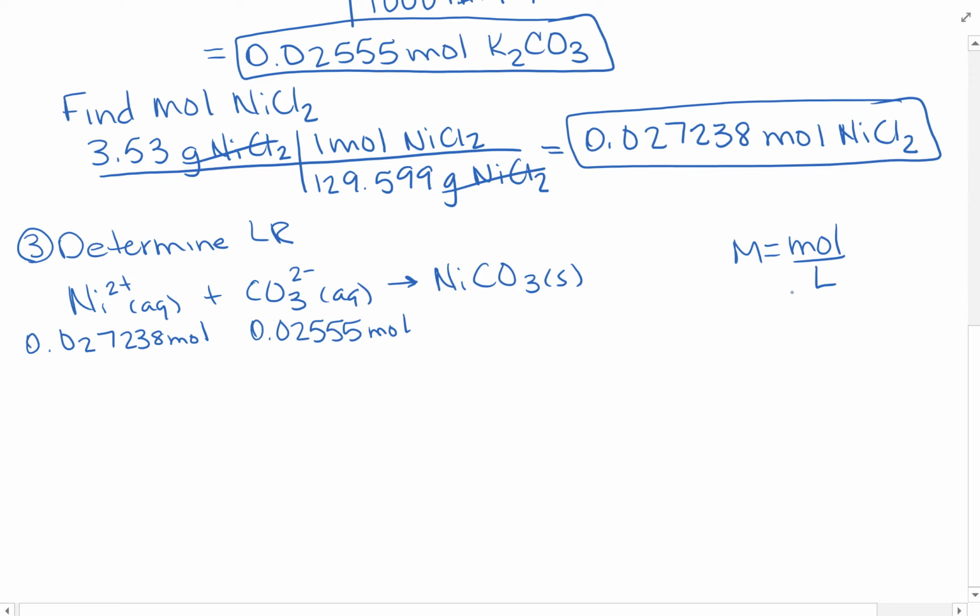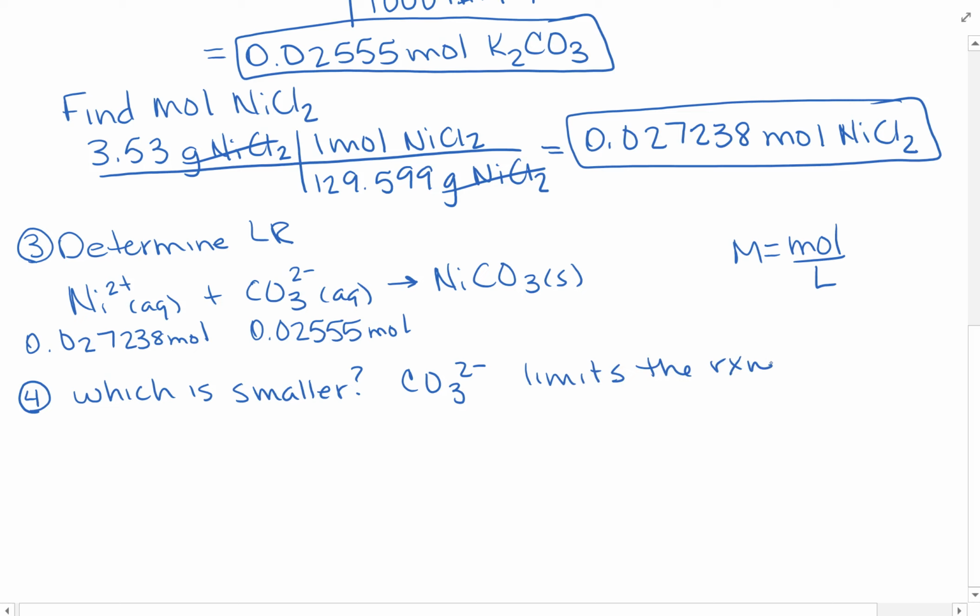So what we need to do is number 4. The question you need to ask yourself is, which is smaller? So which of those two moles is smaller? Well, this one's got a 7 and this one's got a 5. So the CO3 2 minus is smaller. So that's the one that limits the reaction.